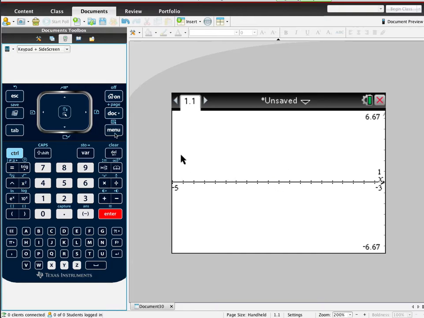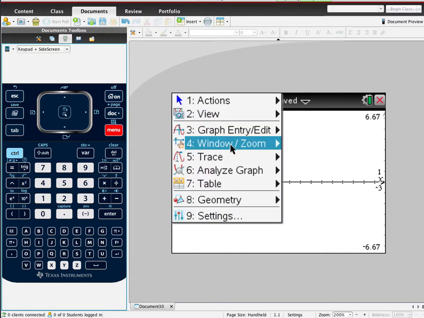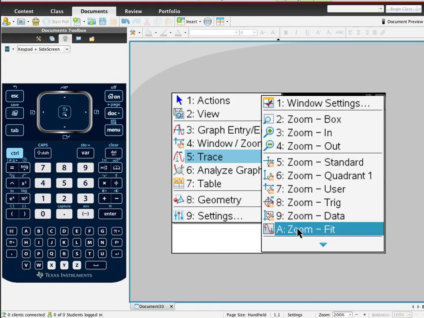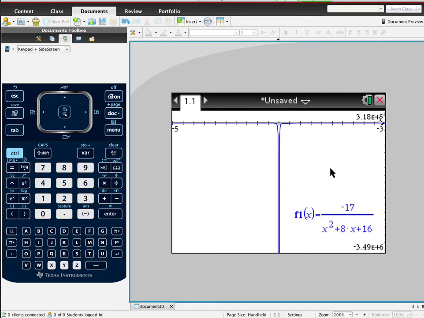I press enter. I can't see it. If you can't see it, then you go menu, window zoom, and then zoom fit. That should bring it into play. So now you got a better idea. So my graph is here, my graph is there. What's going on right smack dab in the middle? There is an asymptote. So what is the answer to my limit going to be? D and E. Headed to -infinity.